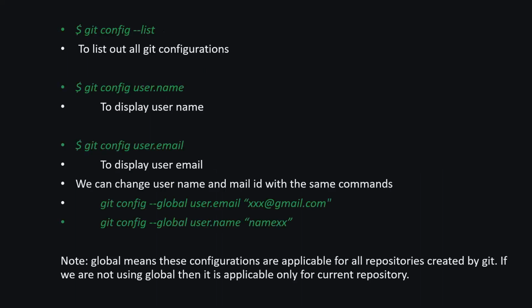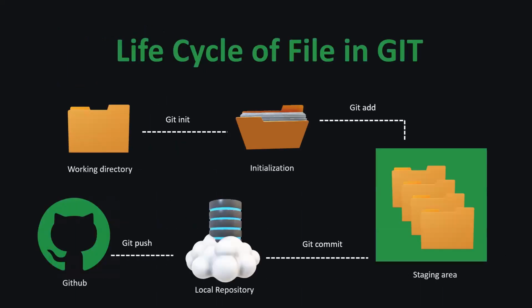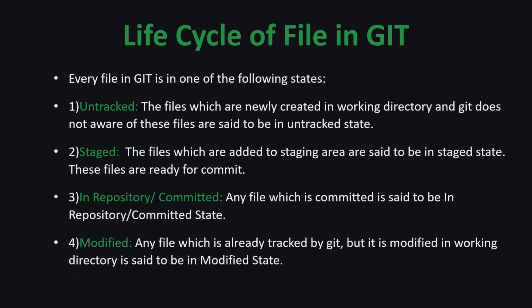The life cycle of a file in Git: working directory, git init, git add, staging area, git commit, local repository, git push, GitHub. Every file in Git is in one of the following states: untracked, staged, in repository, modified. Untracked means files newly created in the working directory that Git is not aware of.